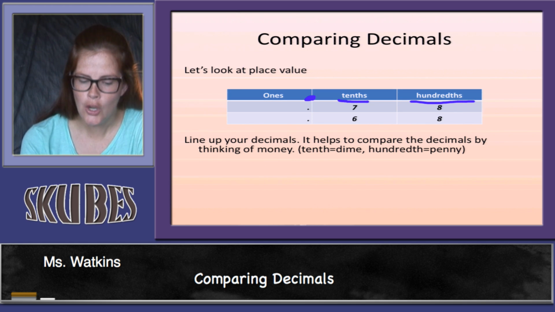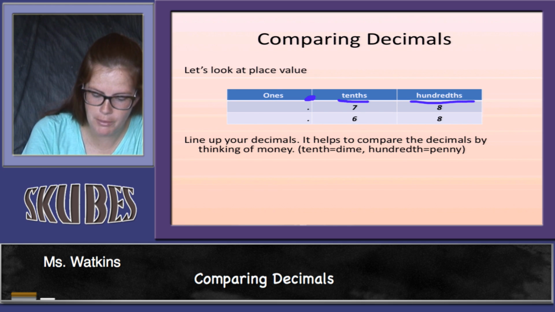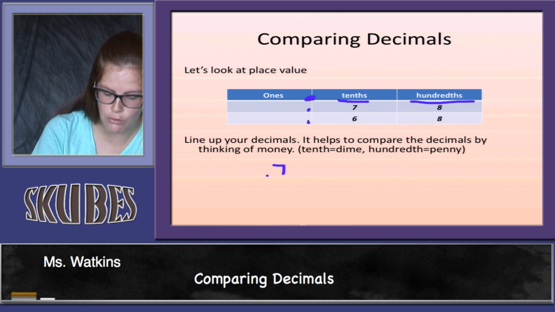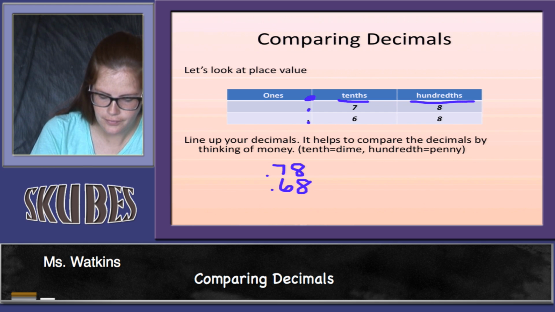So, when you're comparing decimals, you have to line up your decimals. I have 78 hundredths, here's my decimal, and I have 68 hundredths. Here's my decimal for this number. And so if I was going to write them lined up, it would look just like this.